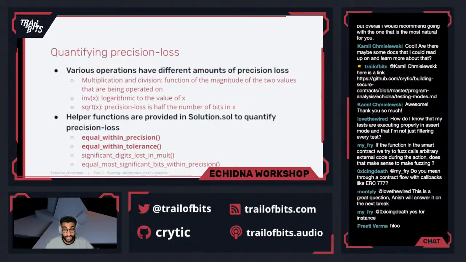We also have some helper functions in solution.sol to quantify precision loss, such as equal within precision, equal within tolerance. So you can not only quantify it, but you can also make sure that after you've quantified it, I want to prove that my output is within 1% of my expected output, stuff like that.